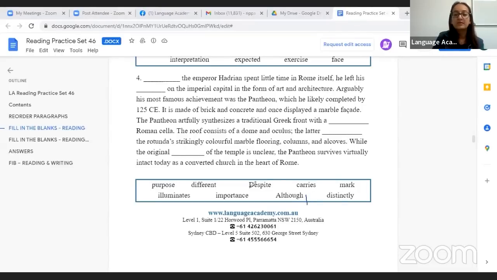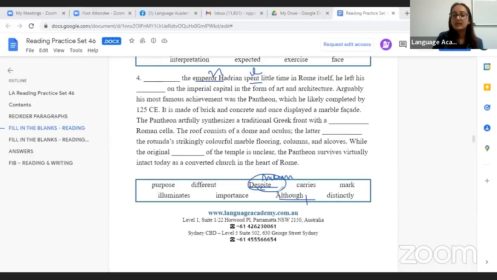Although, because the difference between although and despite: although comes when you have a noun plus verb written. So emperor, the name of the emperor, is the noun and spent is the verb. Whereas in case of despite, you do not have the verb, you have only noun. That is how we use the word despite. Although the emperor spent little time in Rome, he left his dash on the capital in the form of art.